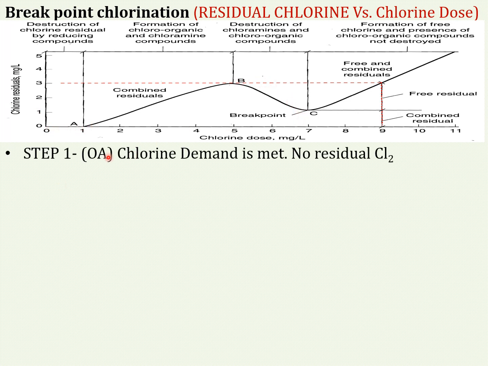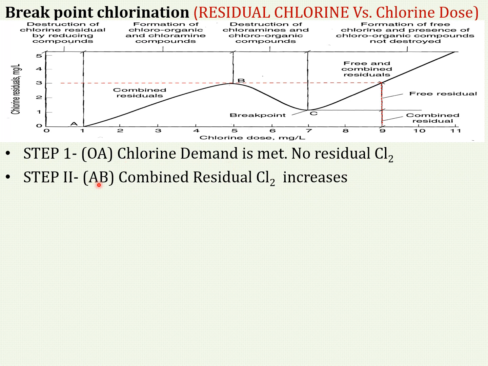Step 1, OA. We are adding chlorine to the water, but there is no resultant increase in the chlorine residual. That is because the chlorine that we are adding is consumed by the reducing agents, ammonia, organic matter, etc. present in the water for their oxidation. That is called the chlorine demand. And once it reaches point A, we can see there is a sudden increase in the combined residual.